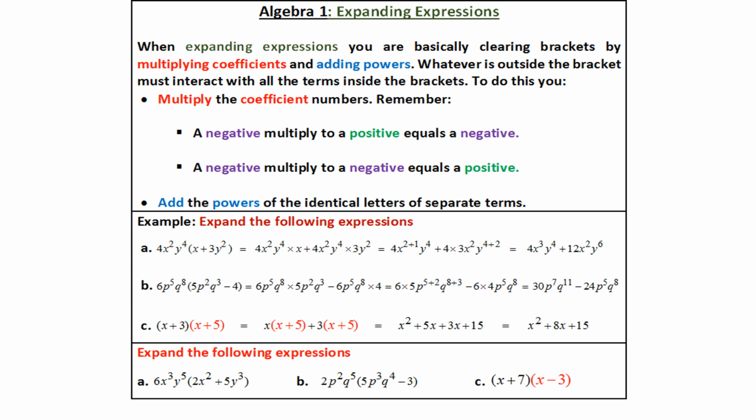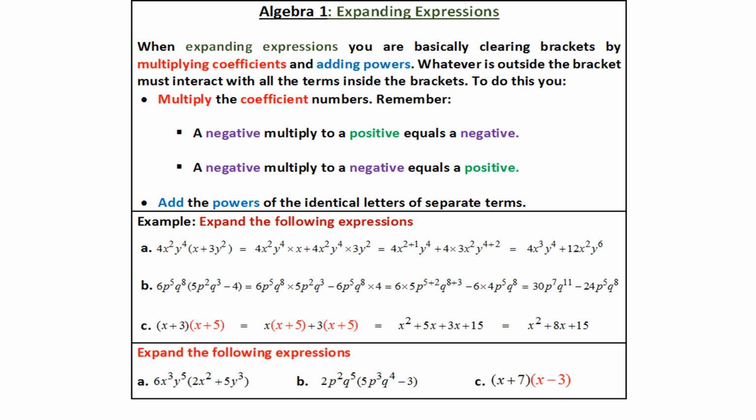So in the example following these expressions, you have 4x squared y to the 4 multiplied in a bracket x plus 3y squared. So you have to multiply 4x squared y to the 4 by x, as you can see, and you have to multiply 4x squared y to the 4 by 3y squared. They call that the distributive law. You're distributing 4x squared y to the 4 over x and over 3y squared.